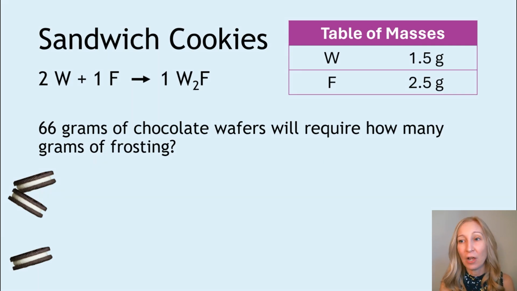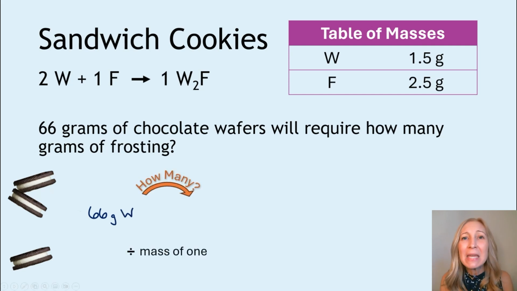66 grams of chocolate wafers will require how many grams of frostings? Here we are given the mass of one ingredient and asked to find the mass of the other ingredient. So we're going to break it down into small steps to make sure that we always follow the same procedure. We have 66 grams of chocolate wafers. So how many chocolate wafers is that? To find that information, we need to divide by the mass of one chocolate wafer using our table of masses.